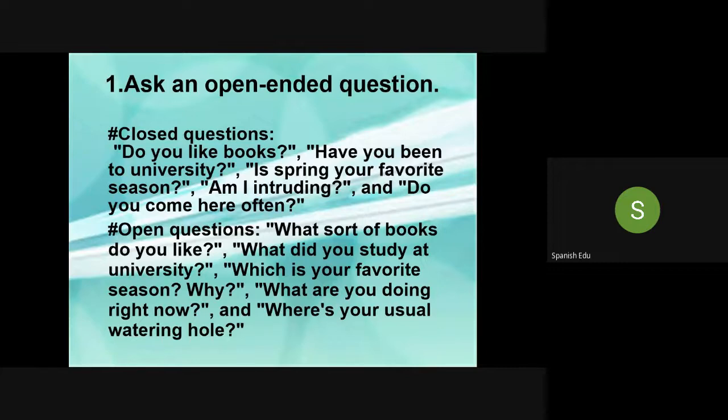Open-ended questions are where the listener can speak more. He can explain the answer. And closed-ended are where he will just give a very closed answer, like yes or no. What's your name? Who's that? Mohit. Hey, Mohit.